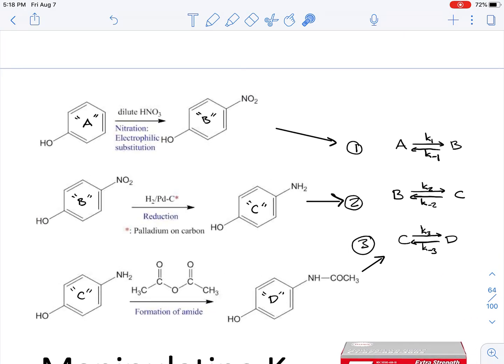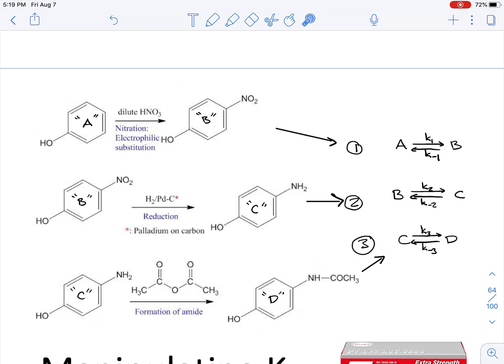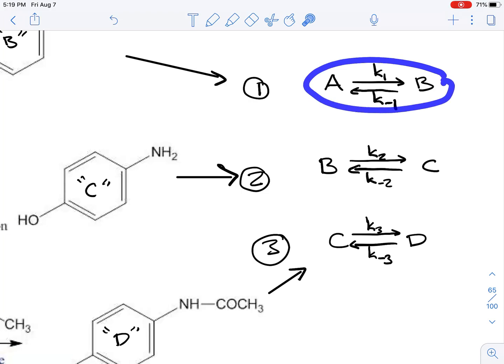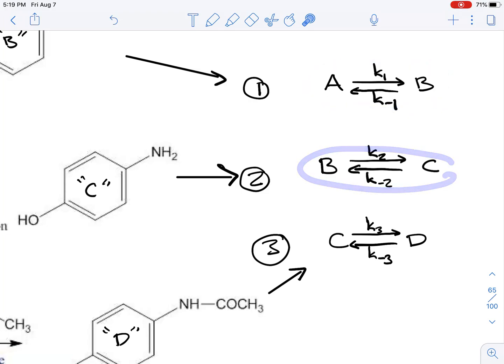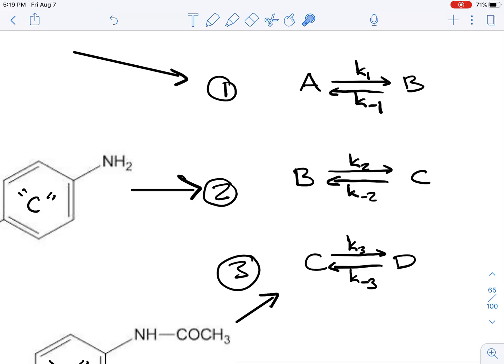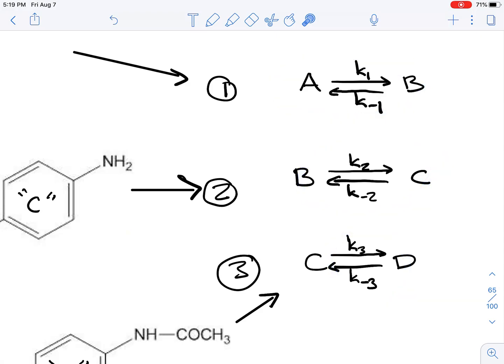So overall, we can summarize this sequence of chemical reactions as simply A converted to B, B converted to C, and C converted to D. For multiple chemical reactions, we have multiple equilibria in which the rate constants of the forward and the reverse direction in each step are going to be different from each other.